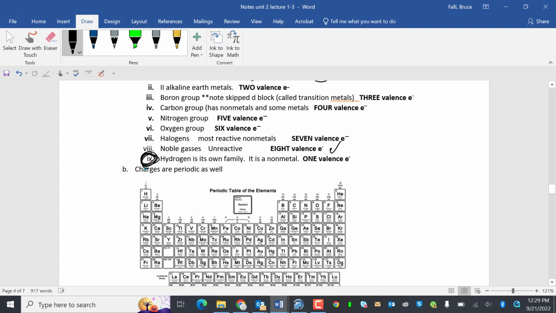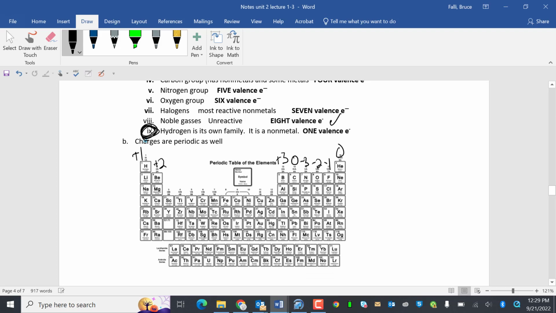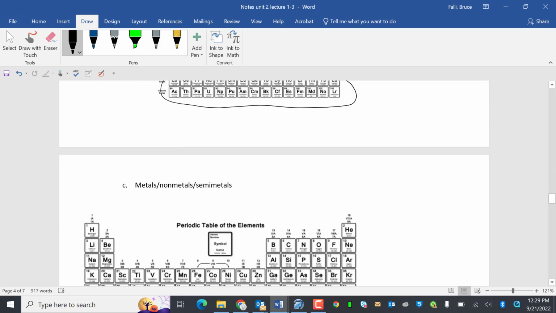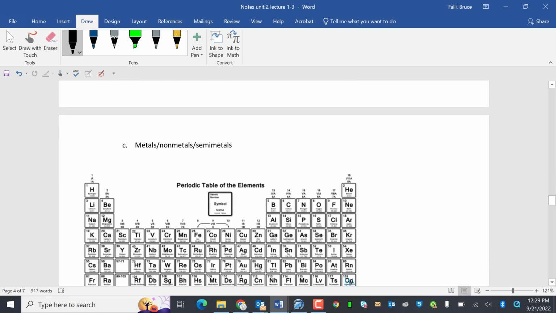The charges are periodic as well. We've seen this before, but we'll show it again. +1, +2, +3, 0, -3, -2, -1, 0. So everything in that column has that charge. So what's strontium's charge? +2. What's sulfur's charge? -2. What's gallium's charge? +3. These guys in the middle are unknown, so we have to give more information. We don't do much with the F block besides forget about it.